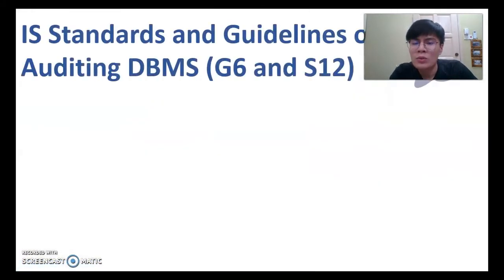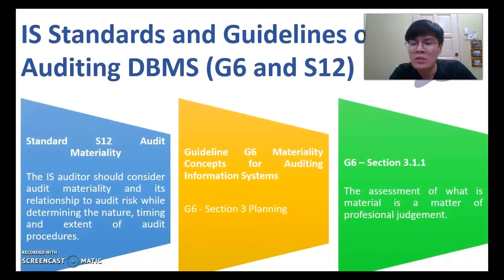So I would like to introduce to you G6 and S12 first, which is about audit materiality. S12, audit materiality, states that the IS auditor should consider audit materiality and its relationship to audit risk while determining the nature, timing, and the extent of audit procedures.